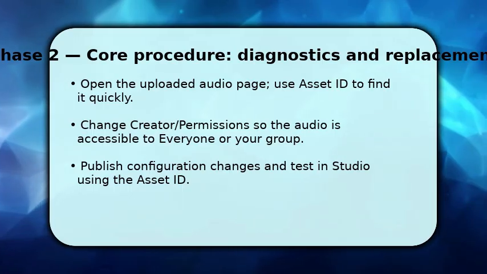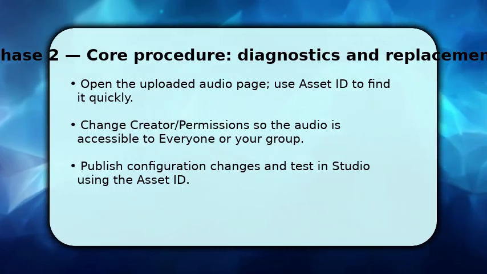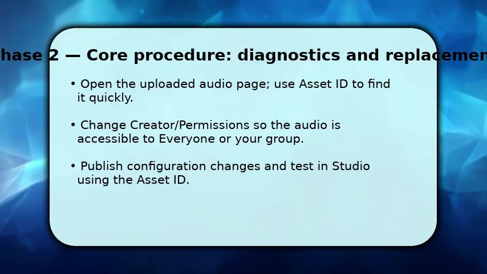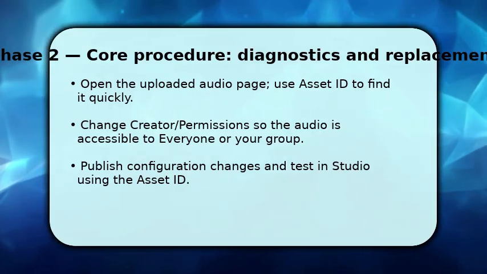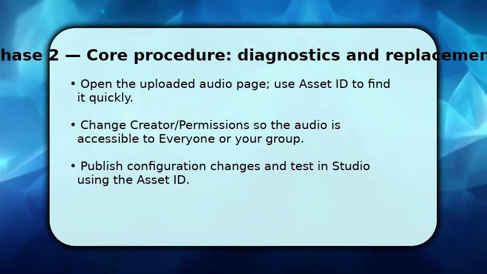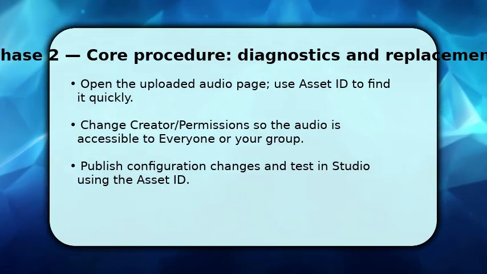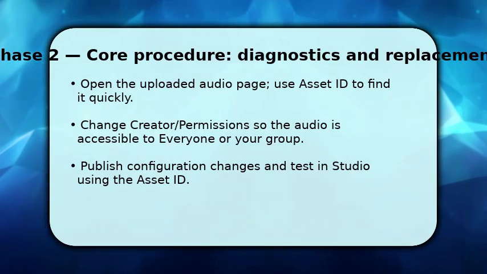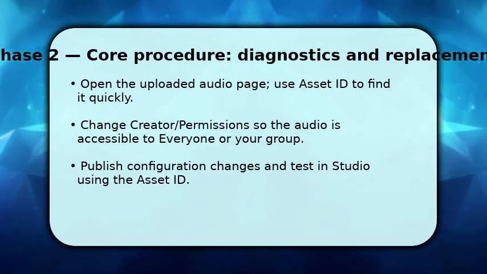After changing settings, publish or save those changes, then open Roblox Studio, insert a sound instance, paste the asset ID, and play it to confirm accessibility. If Studio plays the file, the ID is effectively public and ready to share.